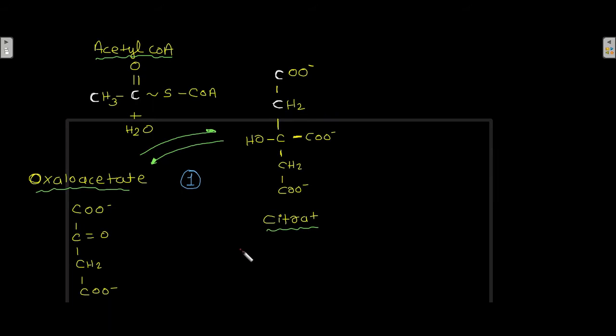So this is how the first step of the Krebs cycle looks. Oxaloacetate combines with acetyl coenzyme A and gives rise to citrate. There is condensation of oxaloacetate and the acetyl group of acetyl coenzyme A, and that condensation produces your citrate.